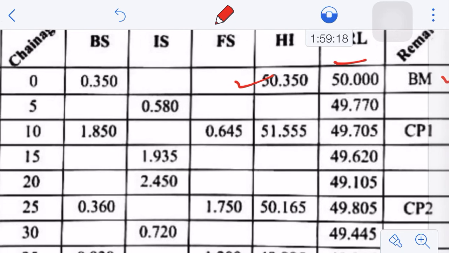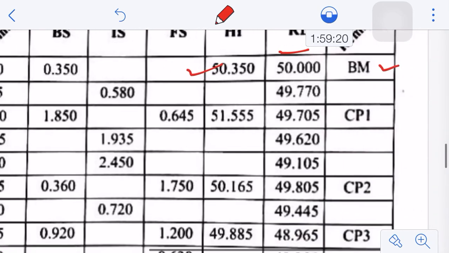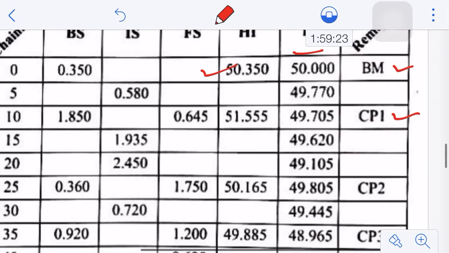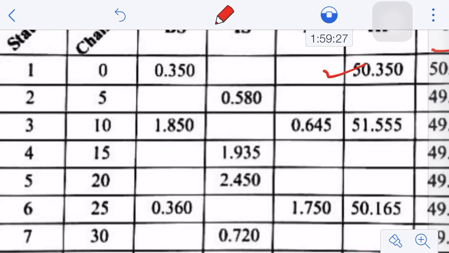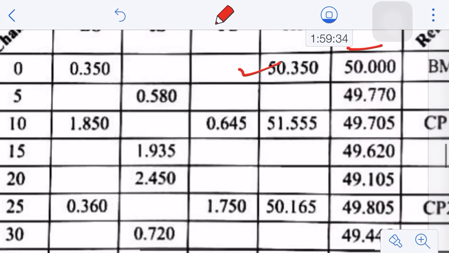But as we know, after reading 3, we have to change the position, so it is going to be indicated as change point 1. And for the same, you are going to take another observation from the new instrument location, and that is coming as 1.850. It should be recorded for station 3 and not for station 4. Okay, so this is your BS.